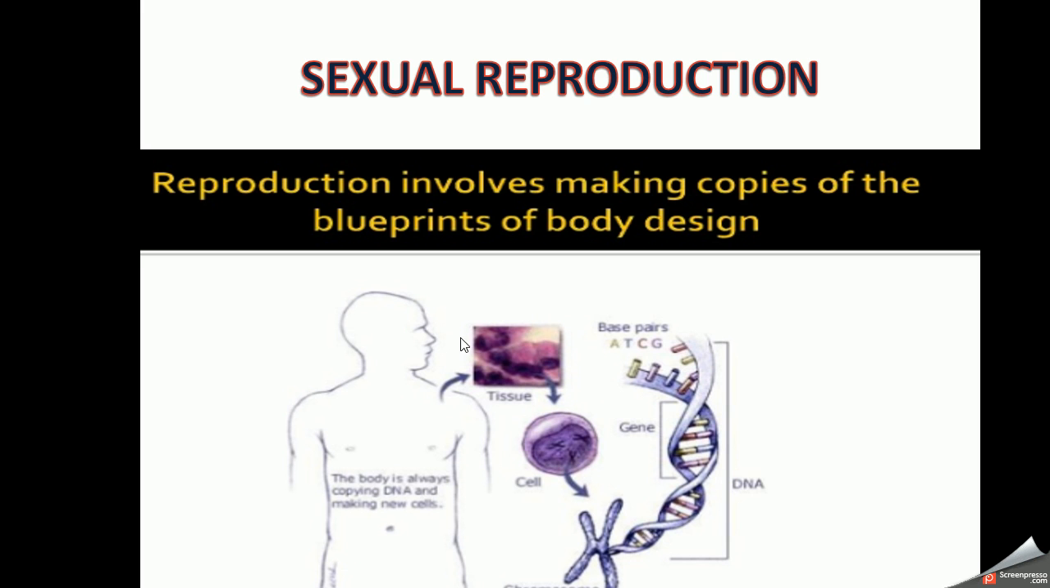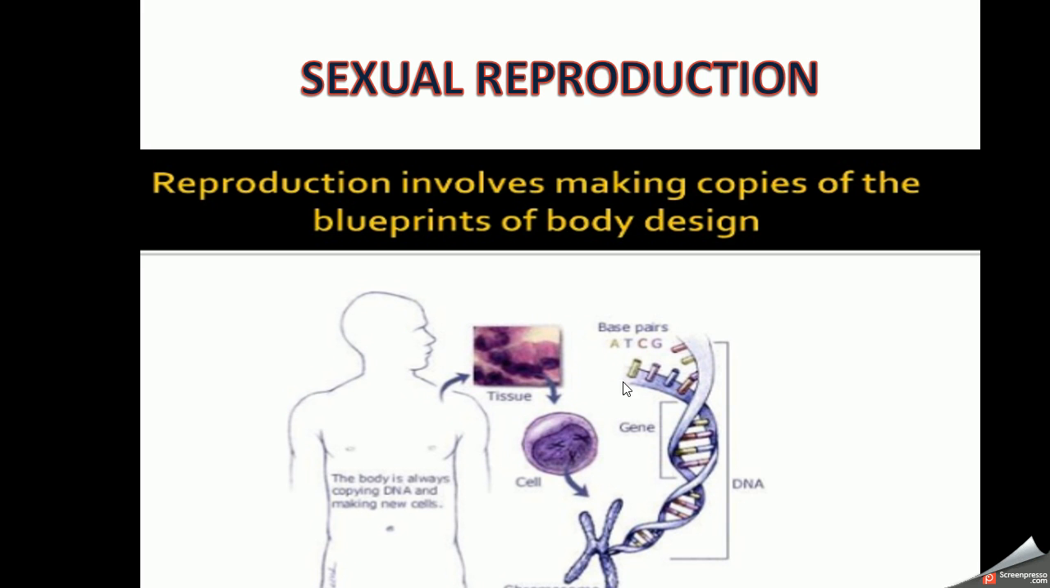How do you make the blueprints of the body design? By DNA copying. You can see the structure of DNA here. This DNA contains segments called genes; a gene is a segment of DNA. It contains altogether 5 steps, in which one step has pairing of adenine and thymine, AT, and the second step is CG, that is cytosine and guanine.